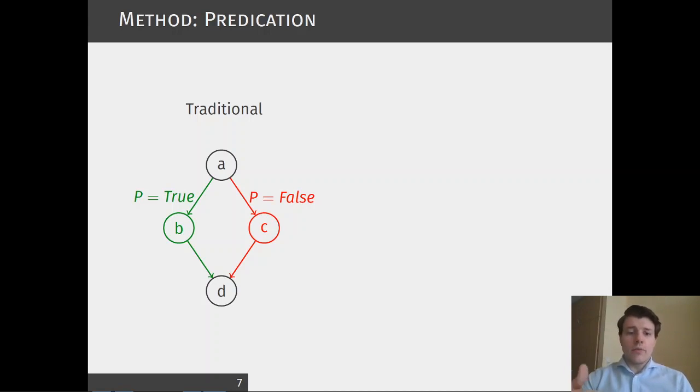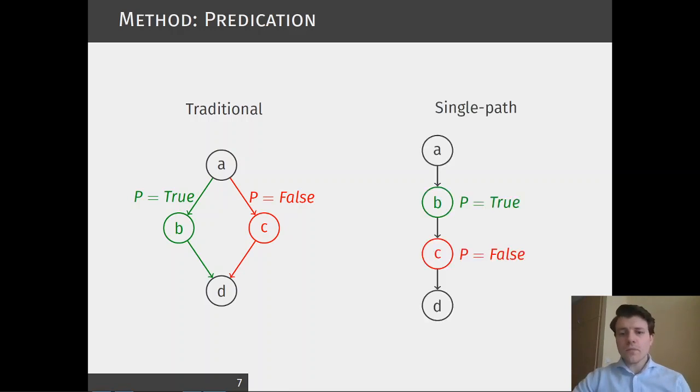So if B and C have different execution times, depending on which one of them is taken at a given run of the program, the execution time will differ. So single path code tries to make execution time constant regardless of input data. And it does so using predication.